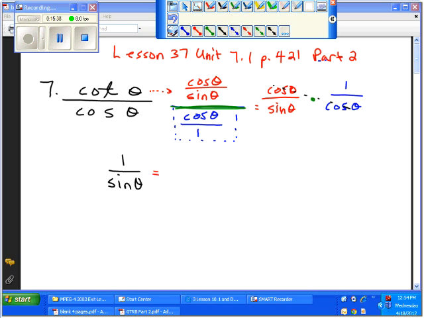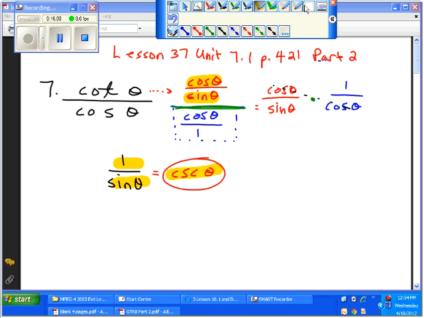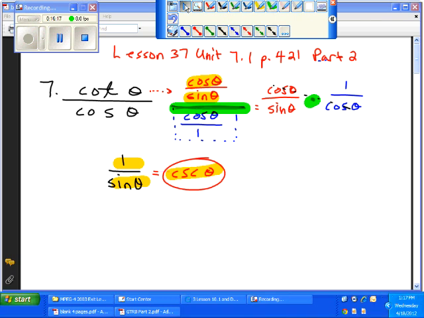Using our reciprocal identity, we know that the reciprocal of sine is cosecant. So in simplest form, cotangent theta over cosine theta simplifies to cosecant theta. To simplify, we used a ratio identity, and then we used a reciprocal identity, and between that we used some basic fraction rules. To divide by a fraction, you multiply by the reciprocal. You're going to find out we're going to use a lot of fraction rules.